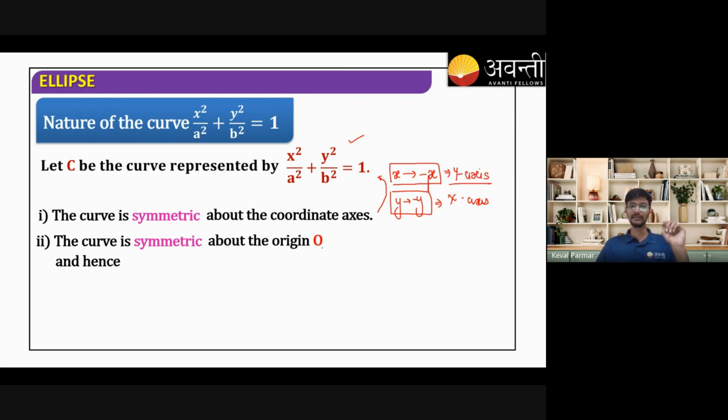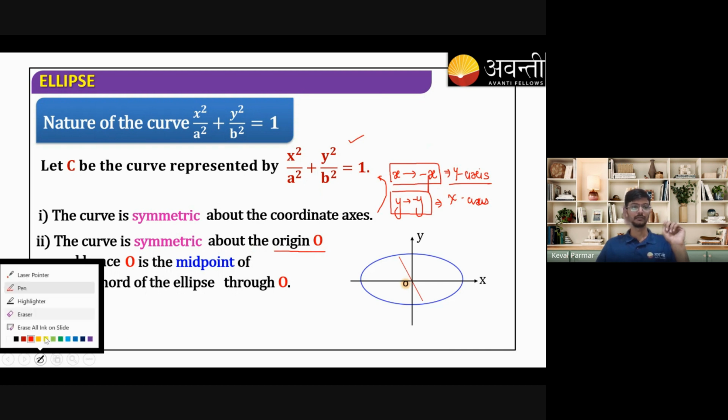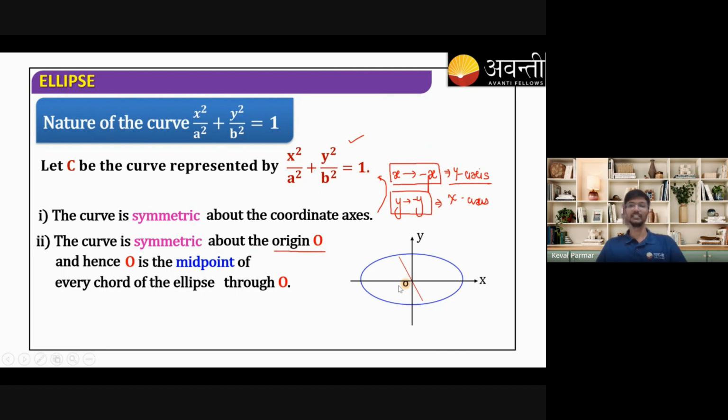Now the curve is symmetric about origin. This we will learn when we study calculus. So let's see, origin is the midpoint of every chord of the ellipse. What that means is, see, this is the shape of the ellipse. I hope you know what is the shape of the ellipse.